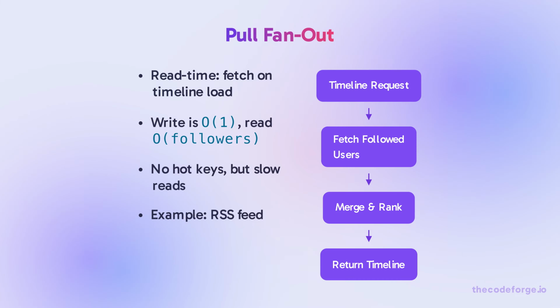Pull fanout means on timeline load, we fetch tweets from all followed users and merge. Write cost is O(1), but read cost is O(followers). It's like an RSS feed, no hotkeys, but reads are expensive.